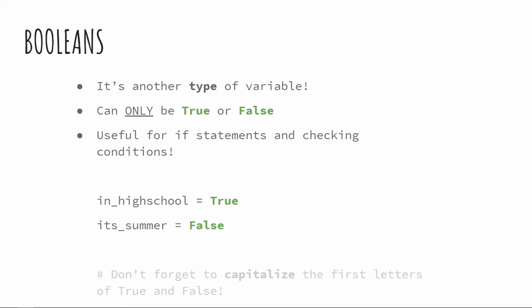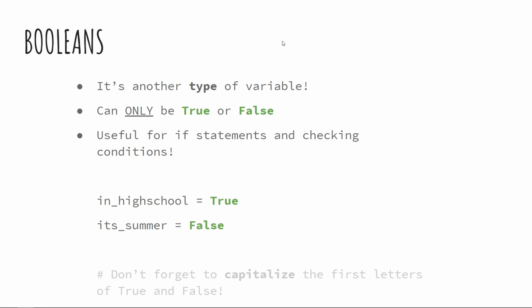Okay, moving on. We're now going to talk about booleans. So previously we've talked about a few different kinds of variables. We've talked about integers and floats, and we've talked about strings. So ints and floats represent numbers, strings represent strings of characters, words, sentences, that sort of thing. Booleans are another kind of variable that can only be true or false. And so these are very useful for if statements, as we'll get to, and checking conditions in general.